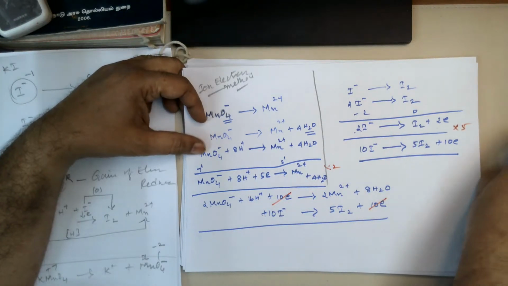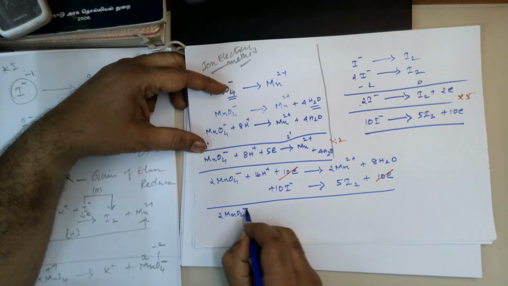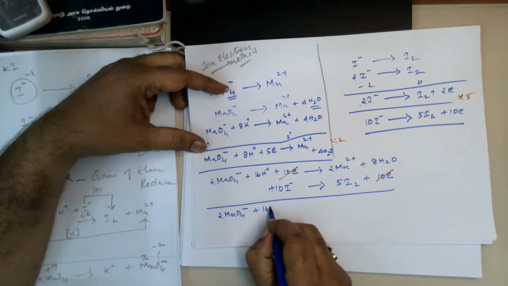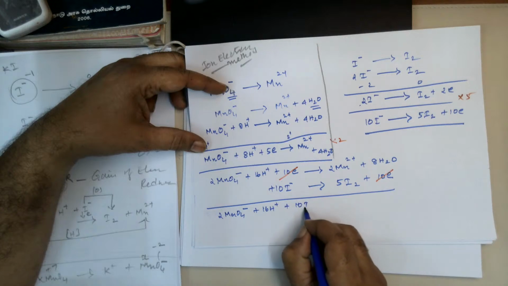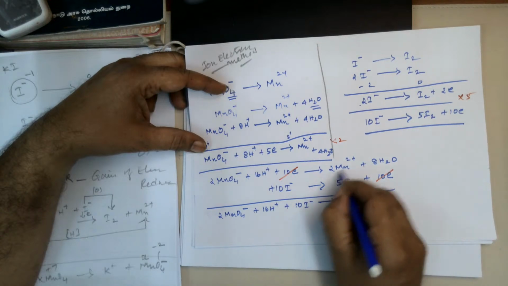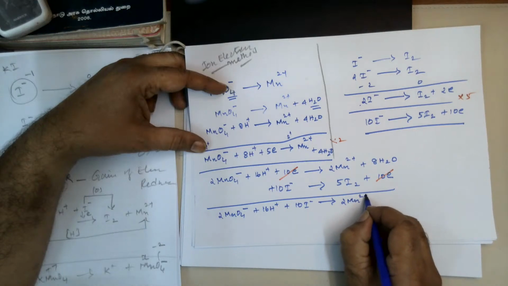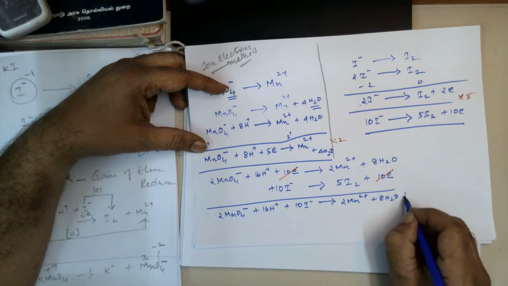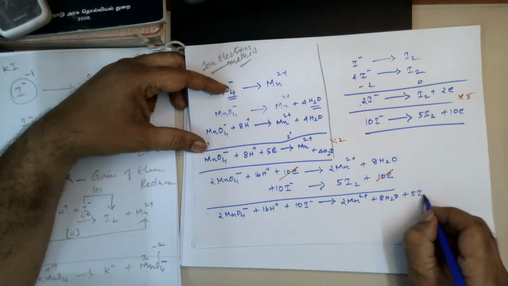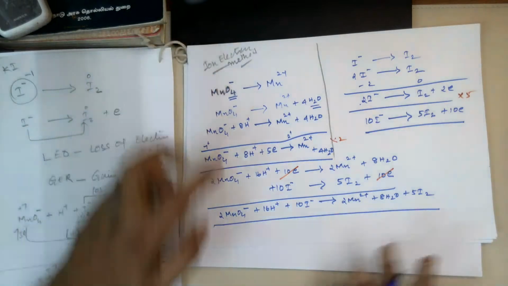The rest can be added. So 2 MnO4 minus plus 16 H plus plus 10 I minus gives, what about this? 2 manganese 2 plus, 8 H2O plus 5 I2. This is the final balanced redox reaction.